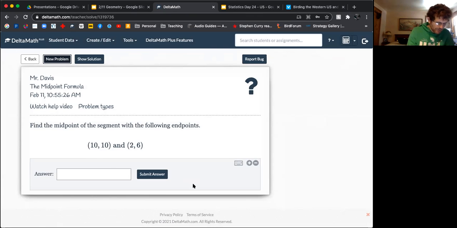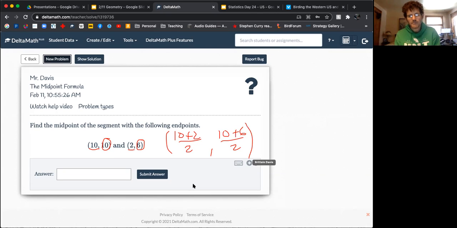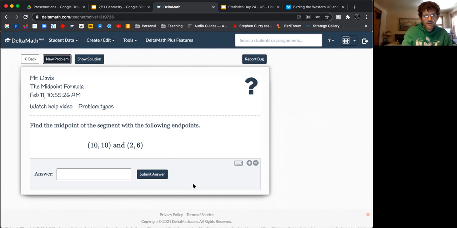So if we looked at this one, it could be 10 plus 2 divided by 2. That's the first, your x coordinates. And then I'm going to take the y coordinates, these 2 that I'm circling, 10 plus 6 divided by 2. And from there, you can do the math. So get some practice using your midpoint formula. All right. So that's going to be your Delta Math today.